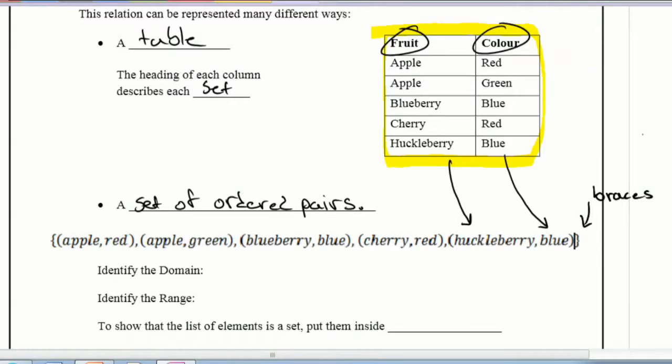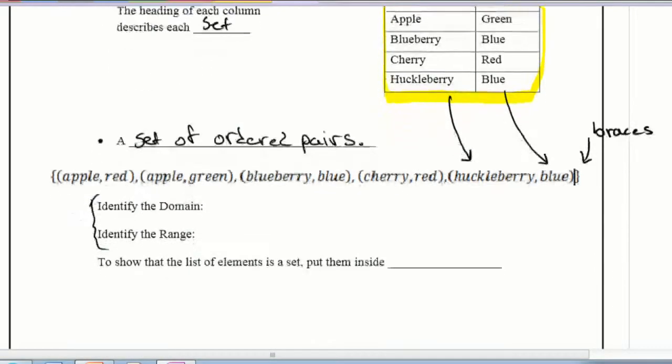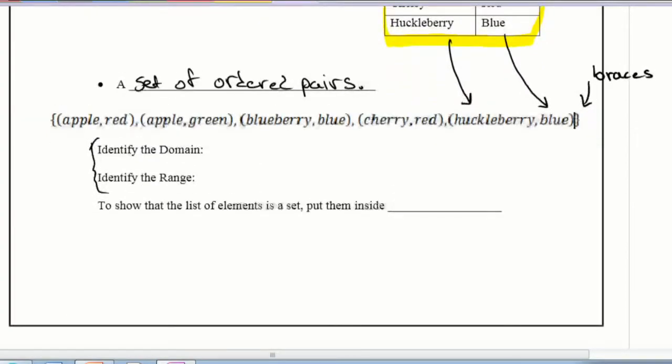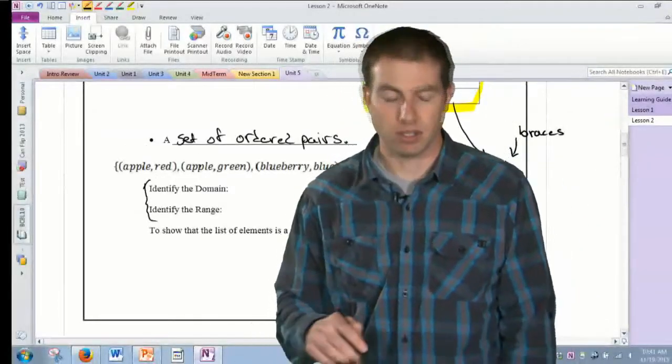I put in domain and range, but I don't want to talk about it yet. So we're just gonna kind of skip the domain and range for now. We haven't identified what those are. I hesitated as to where I wanted to put it, and then I forgot to erase those.